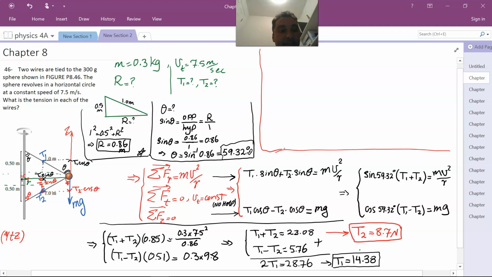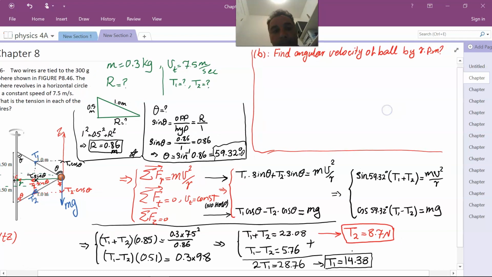I will add another section for this problem. Let's say: find the angular velocity of the ball by RPM.